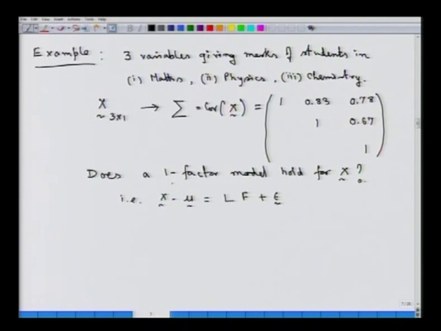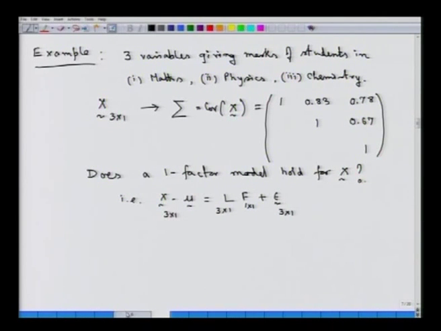Now, we are asking whether a one factor model holds. Remember that when we wrote x in terms of an m factor model, F was an unobservable random vector of dimension m cross 1. So here it is just going to be a scalar, 1 by 1, since there is one factor. Now x is 3 by 1, L is the factor loading matrix, which is 3 by 1, and epsilon is the vector of specific factors, that is 3 by 1.